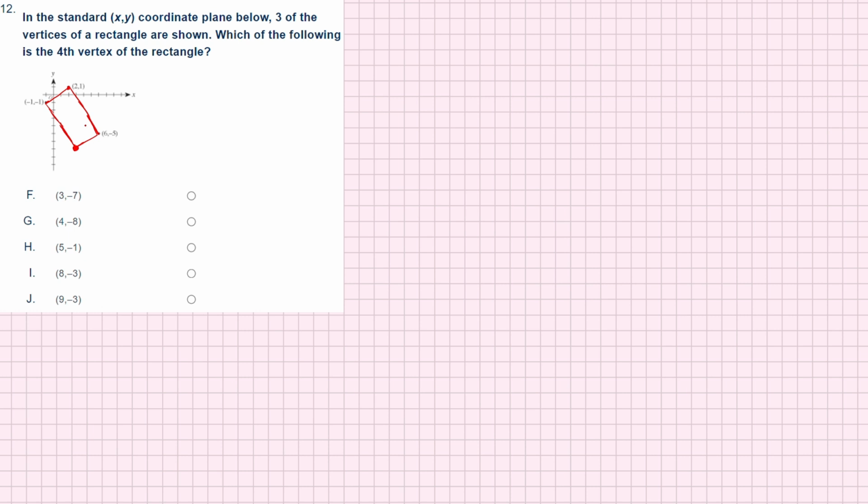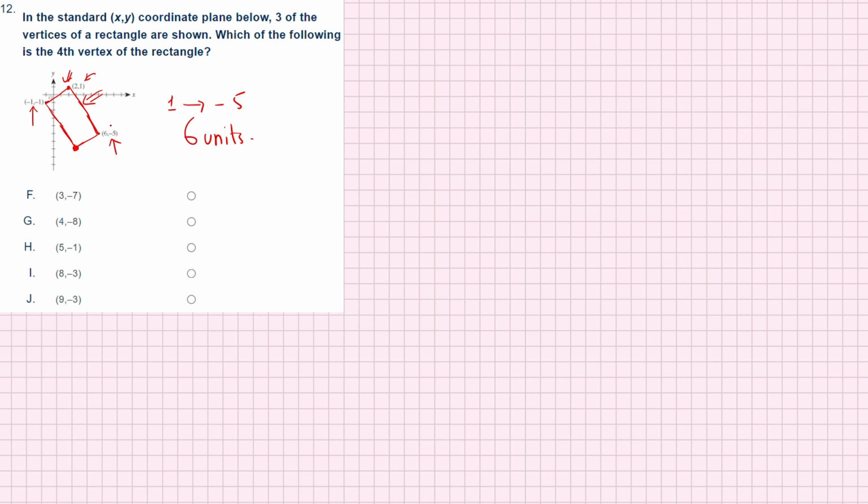So if we consider this point -1 comma -1, right? Similarly, on this line, in the y-axis there is a difference, going from 1 to -5. So it is going down by 6 units, right? That is why it is becoming -5, because 1 minus 6 will be -5.